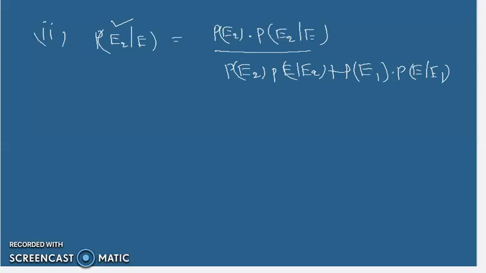In the numerator there is a small change. P of E2 into P of E by E2. Here the denominator value is the same. P of E2 into P of E by E2 plus P of E1 into P of E by E1. So after substituting the required values, we have the value 0.353. This value states that the probability of the selected error form being checked by clerk 2.